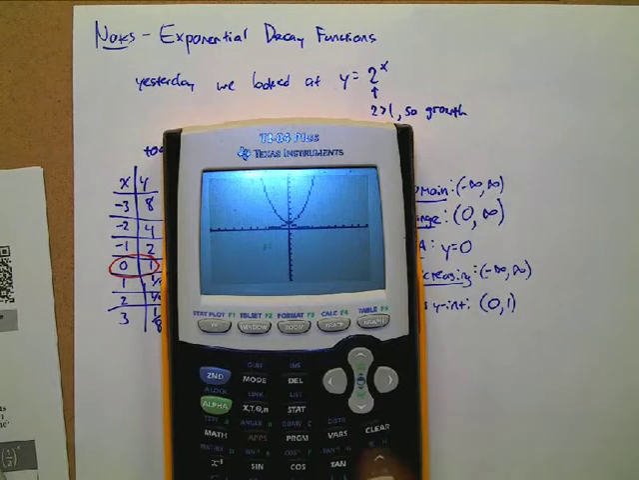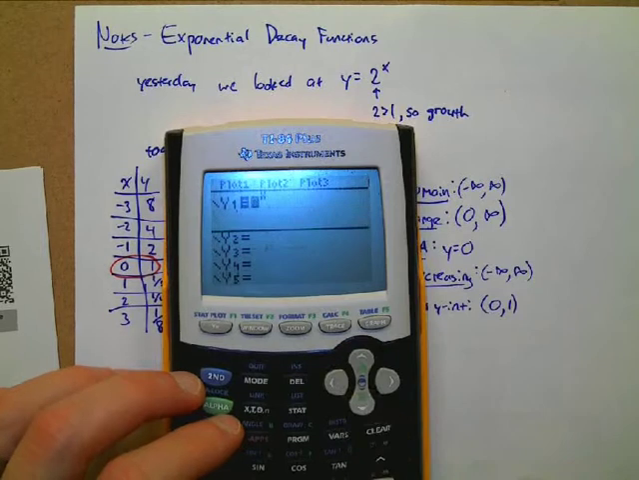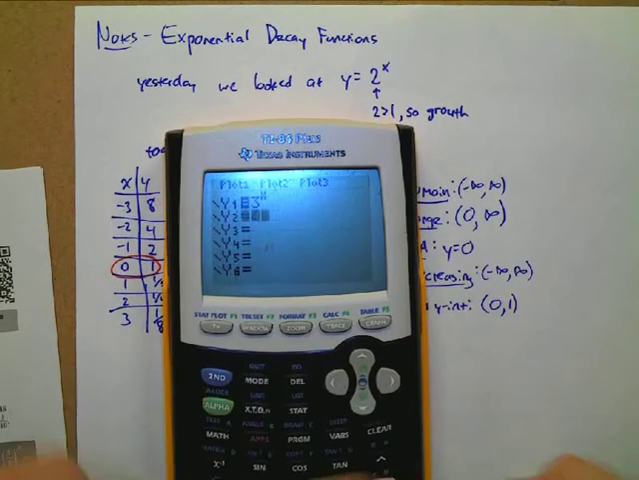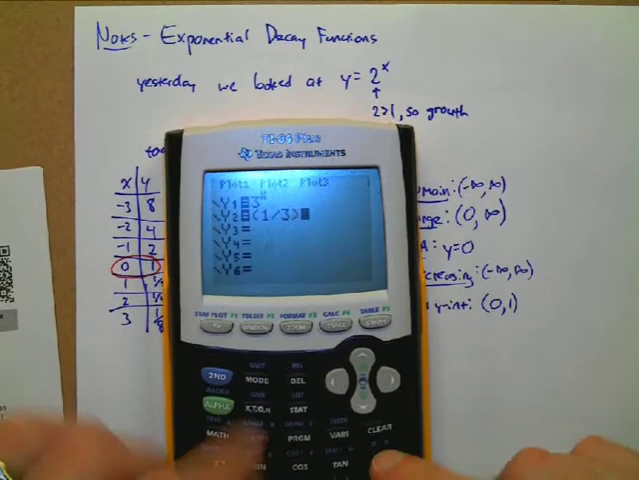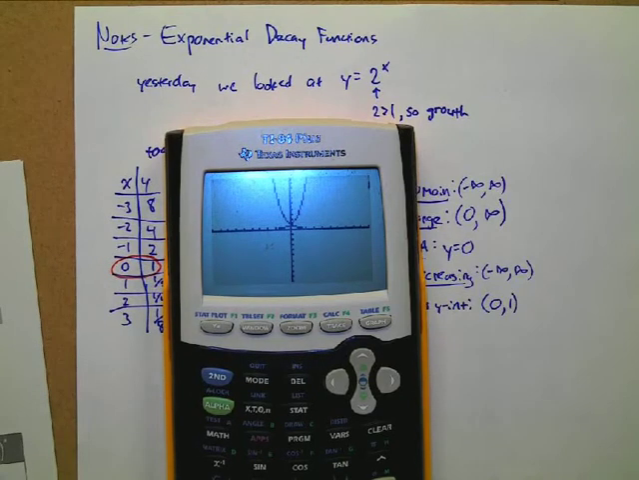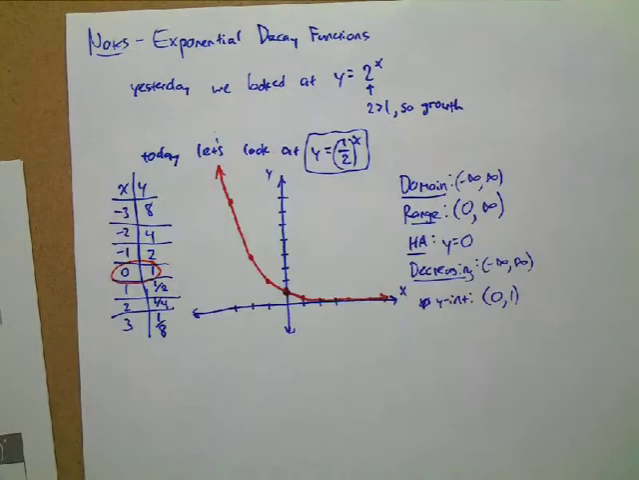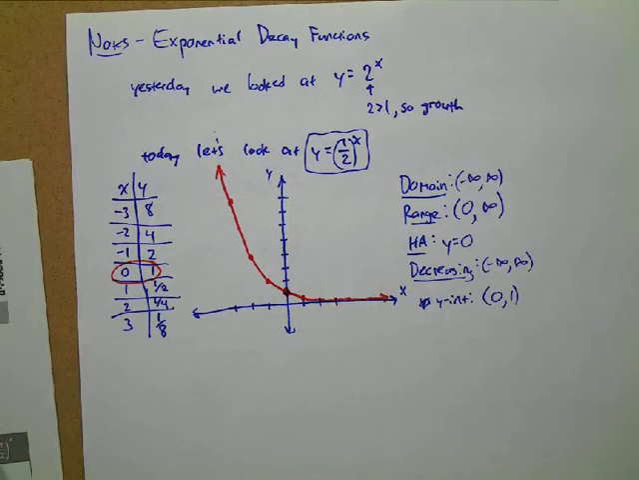So if I did 3 to the x and maybe 1/3 to the x, you can see we expect the same thing. There's 3 to the x, there's 1/3 to the x, and you get the same thing. So yes, those are reflections over the y-axis from one another. Good. Any questions so far?